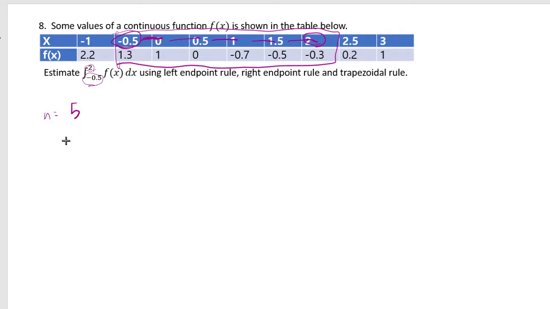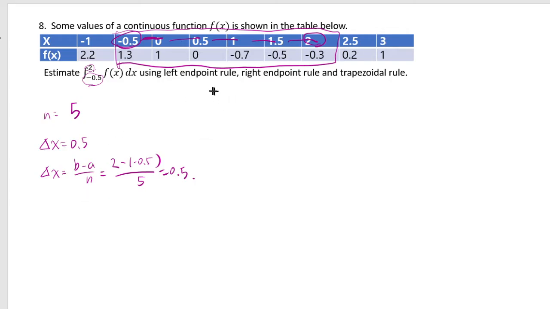You can actually figure out delta x by just looking at the difference, right? 0 to negative 0.5, that's 0.5 away. So we know that delta x is 0.5. But if you insist that you must use delta x equals b minus a over n, that's possible too, because a is negative 0.5 and b is 2, so it's 2 minus negative 0.5 divided by 5. That also gives you 0.5. So either way, you get this.